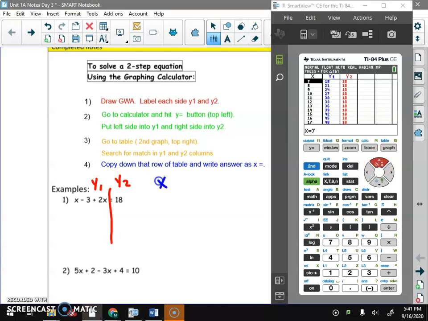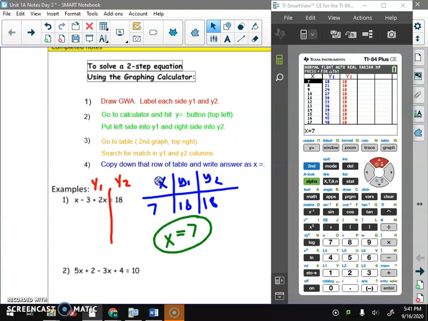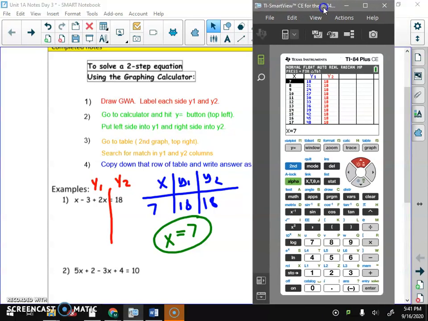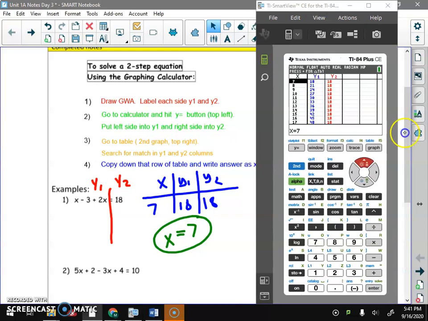What do we show for work? We copy that correct row of the table, 7, 18, and 18. And we write our answer as x equals 7 and circle it. A lot of work: great wall, y1, y2, correct row of the table, and solution. Same as we've done, it just has a little bit more complex equation on that left side.